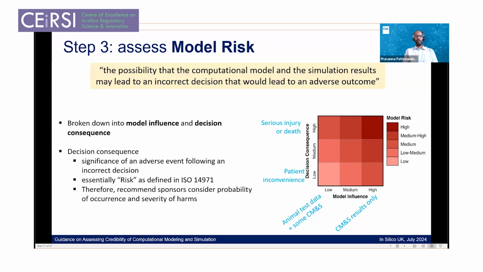So we recommend referring to ISO 14971, which breaks it down further and asks users to first identify potential hazards, and then potential harms, and then consider both the probability of occurrence of that harm and the severity of that harm. And then that's converted into a final possible decision consequence, which could range from minor patient inconvenience to serious injury or death. The model influence, for example, could range from some computational modeling being used in combination with test data, to the model being the only source of information.